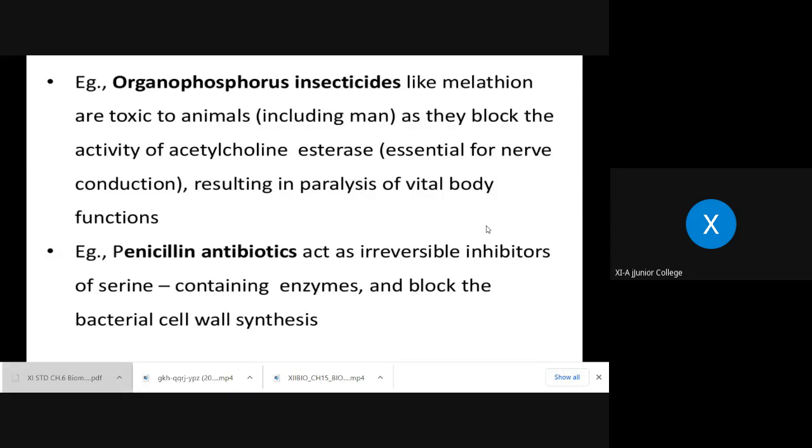A few more examples are mentioned. That is organophosphorus insecticides. These insecticides are also examples where there is toxicity to particular species, toxic to particular animals. They block the activity of acetylcholinesterase. These are just examples mentioned. Then penicillin antibiotics also act as irreversible inhibitors of serine. So these are some of the examples of enzyme inhibitors of the irreversible type.